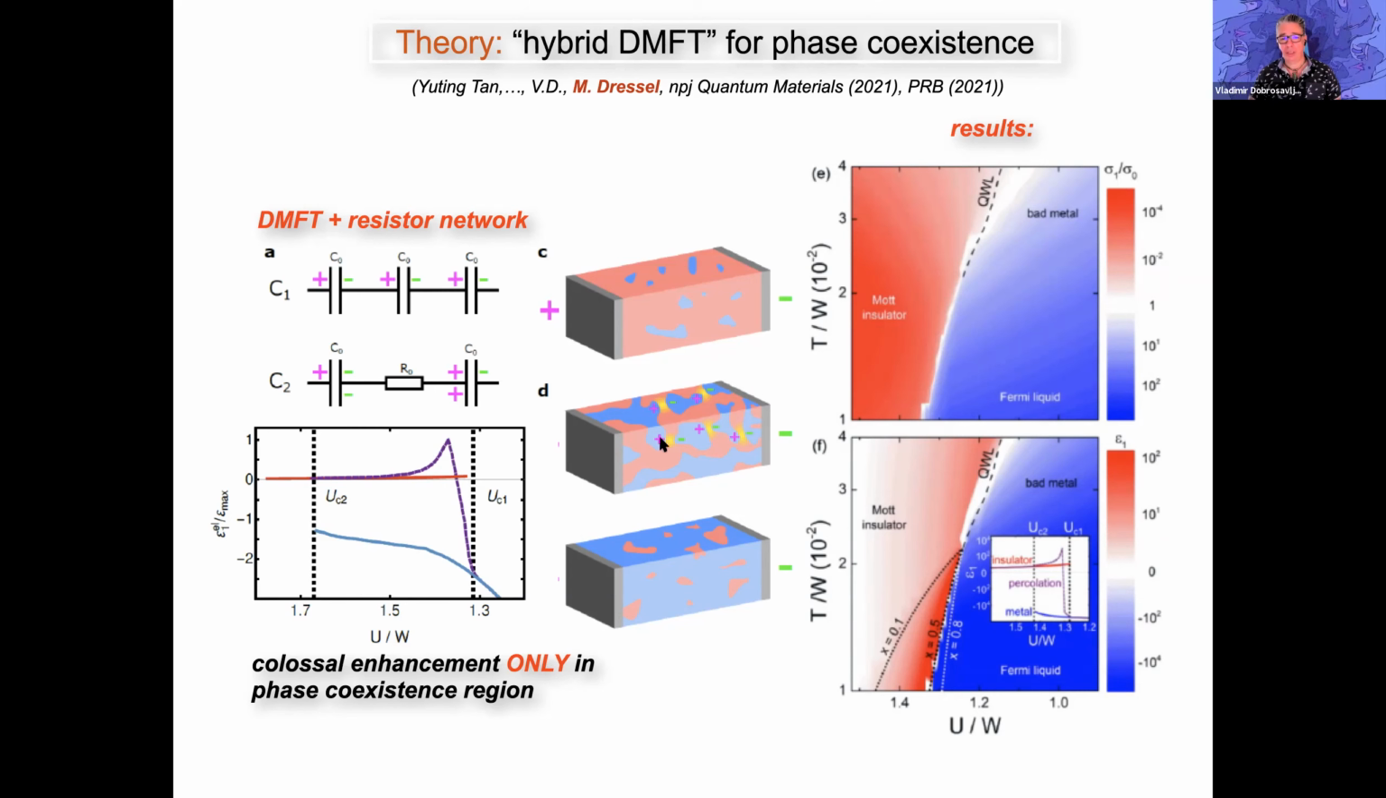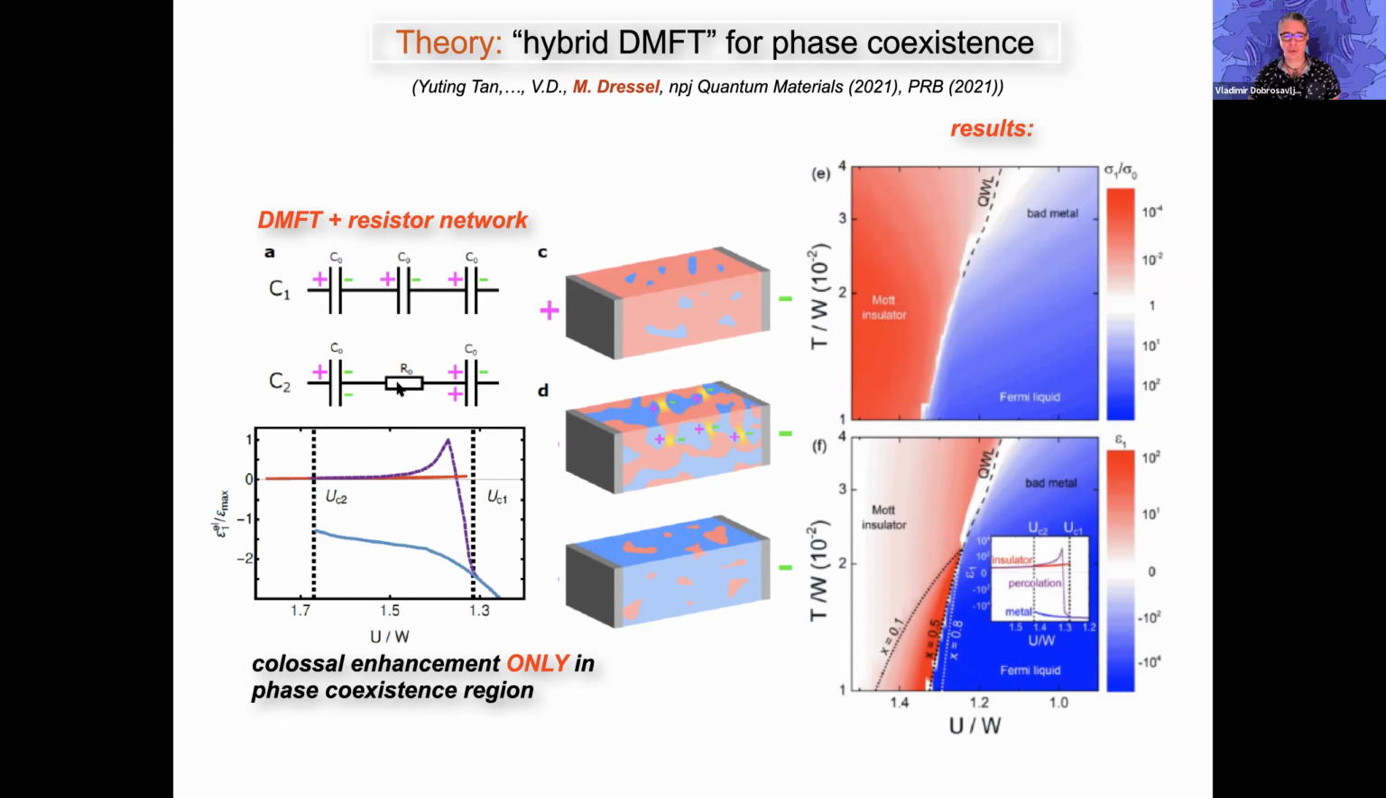Instead, we expect in the coexistence region, according to Imre and Mott, to have large domains. How do we model this? We have to set up a resistor network, a random resistor network, where the volume fraction of the metal and the insulator varies smoothly across the transition. And then we describe the complex impedance of the resistor and the capacitor by doing the DMFT calculations for the respective metallic and insulating phases. This is what we've done.